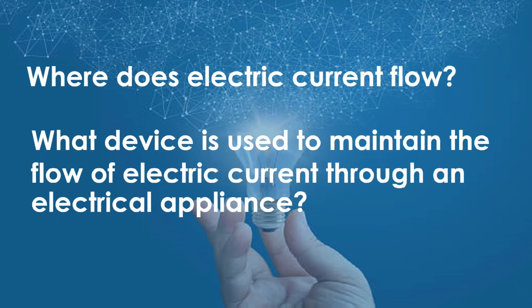And the second question is, what device is used to maintain the flow of electric current through an electrical appliance? So what do you think? So this time, if we unplug or turn off an electrical appliance, it will not work because there is no electricity flowing to the appliance.